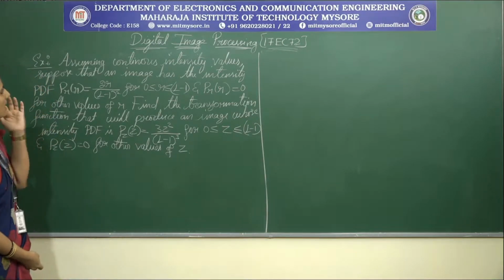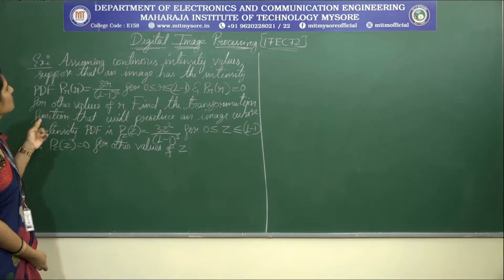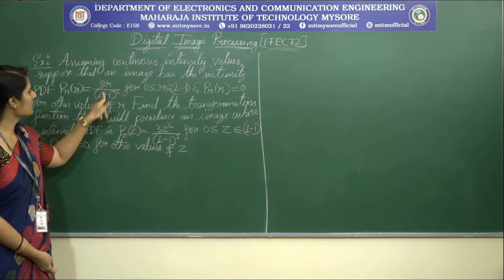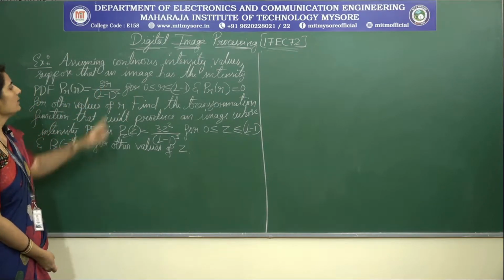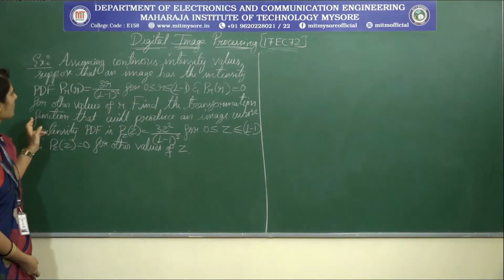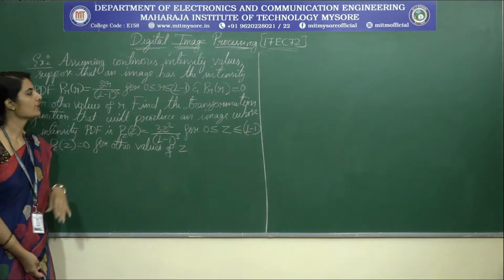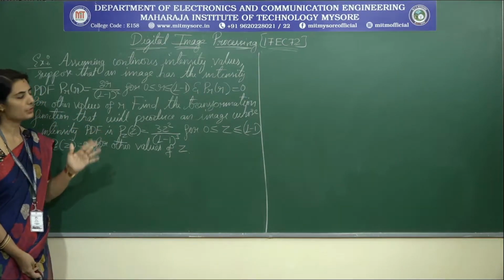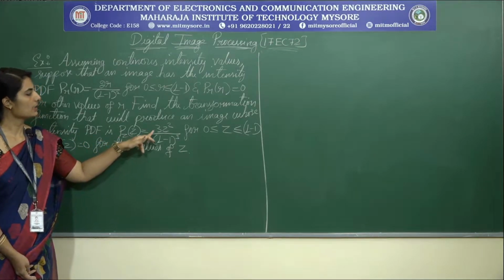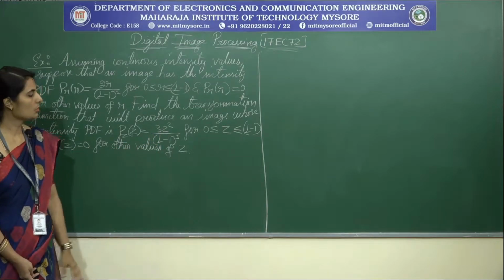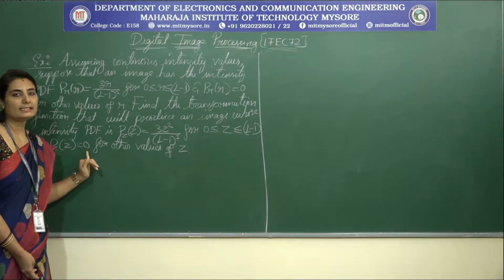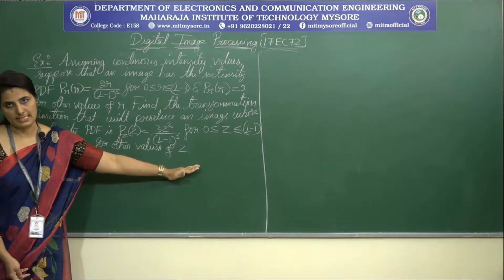So look at this problem. Assuming continuous intensity values, suppose that an image has the intensity PDF PR of R is equal to 2R by L minus 1 whole square for R varying from 0 to L minus 1 and PR of R is equal to 0 for other values of R. Find the transformation function that will produce an image whose intensity PDF is Pz of z is equal to 3z square by L minus 1 whole cube for z varying from 0 to L minus 1 and Pz of z is equal to 0 for other values of z.